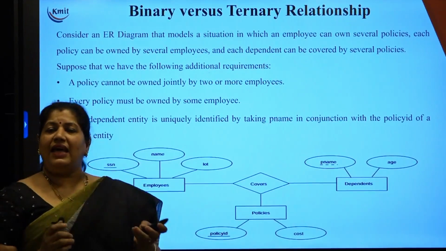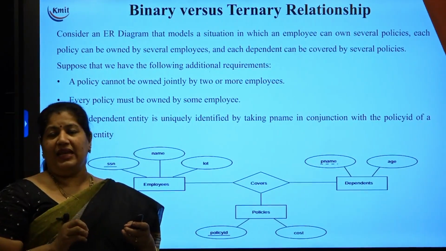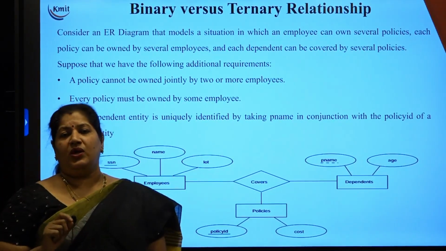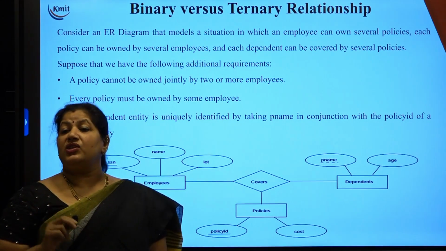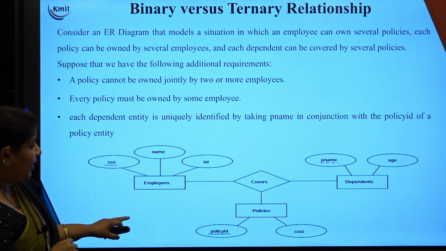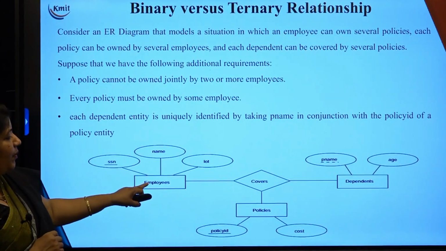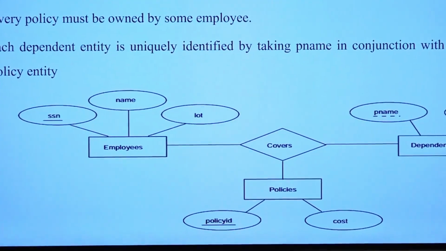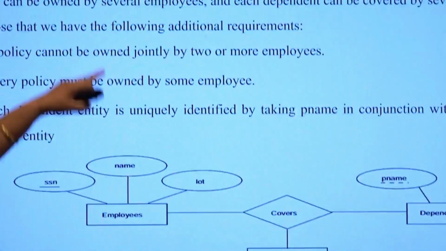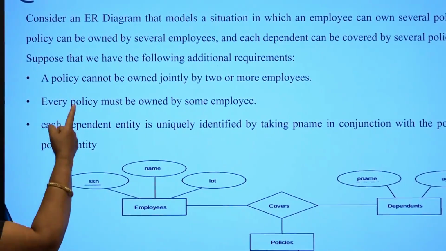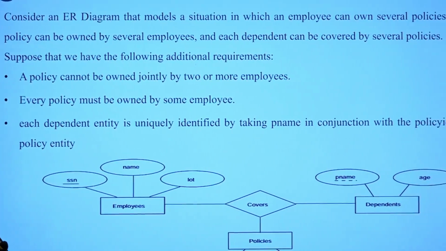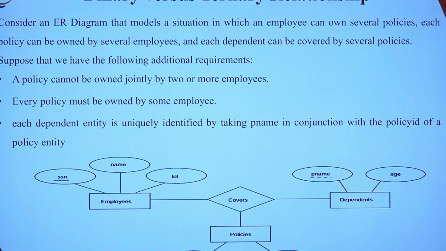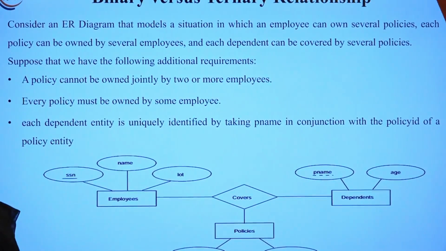To consolidate the ER diagram, I may go with ternary relationships, but sometimes depending upon what information I need to store or retrieve from it, the relationships may change. Let us take an example where we are talking about employees having policies which cover multiple dependents. Look at this ER diagram that models a situation in which an employee can own several policies. Each policy can be owned by several employees and each dependent can be covered by several policies.